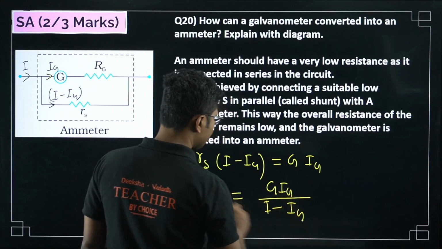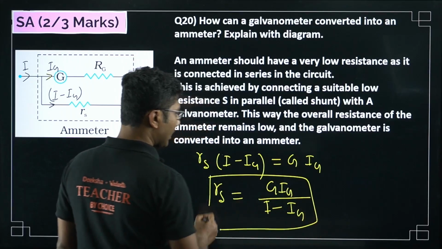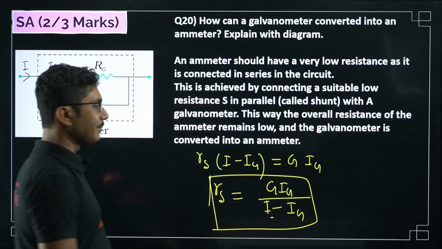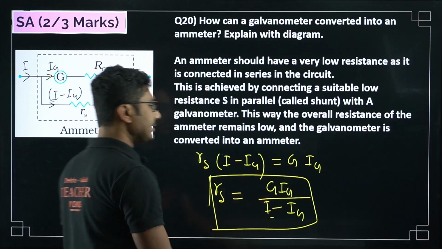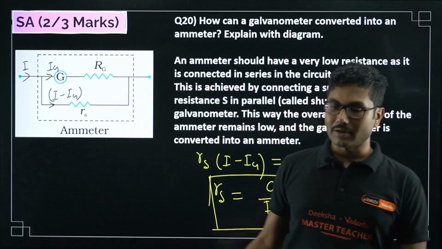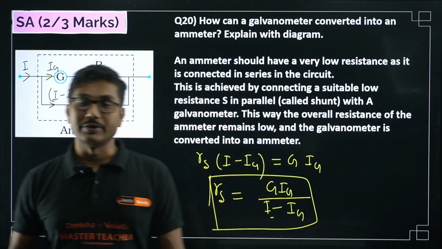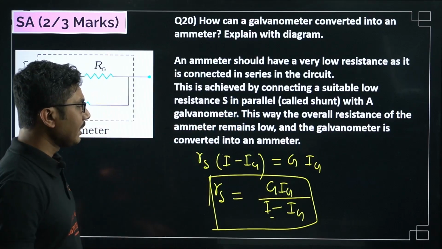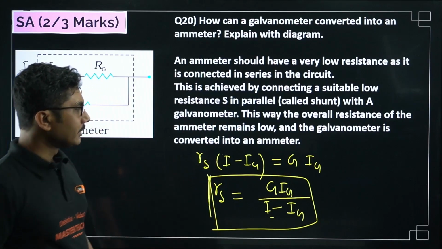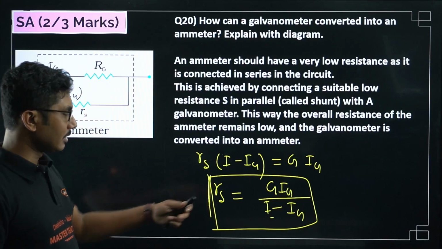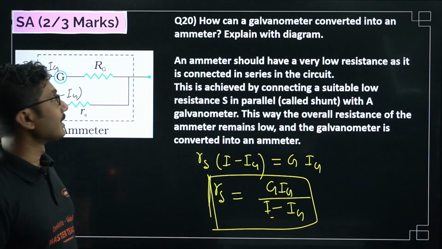So this depends obviously on the maximum value that you want to measure. Here the I is the maximum current that you are measuring. Ig is the maximum allowed current through the galvanometer. If it exceeds that value, then the galvanometer will burn, right? So this is how it works. This is the formula for the resistance that you want to connect.